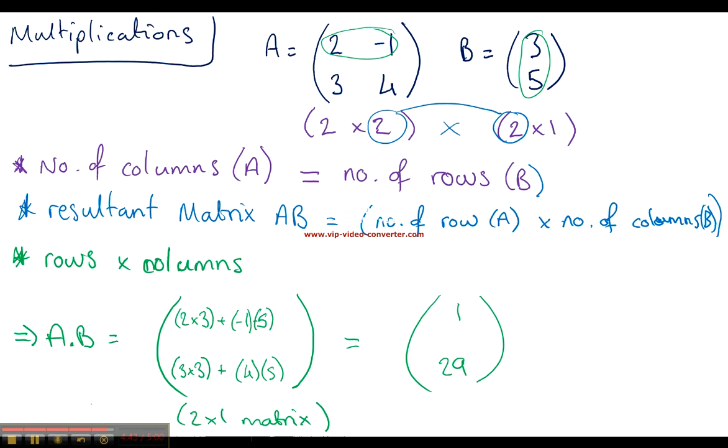Okay, so there's a lot to take in that video. A couple of rules, 3 main rules you need to follow. You got to check, is multiplication possible? Then what way is it going to? So the resultant will be number of rows of A, columns of B, and then we multiply.